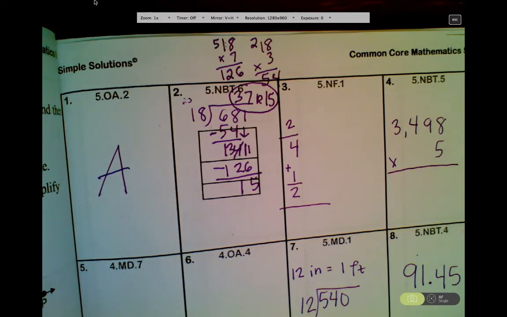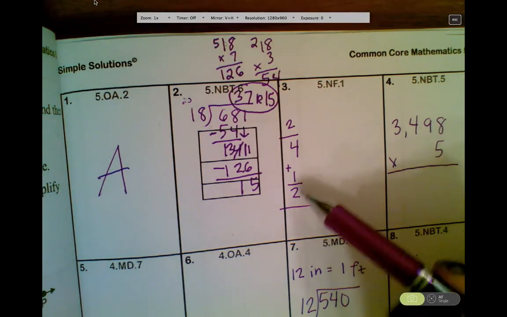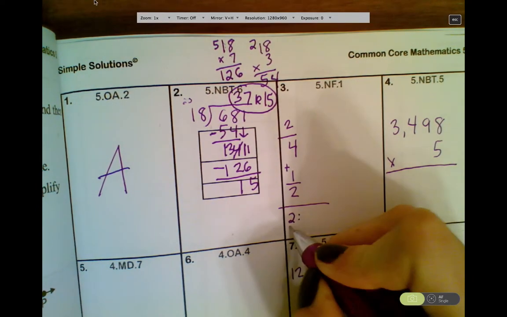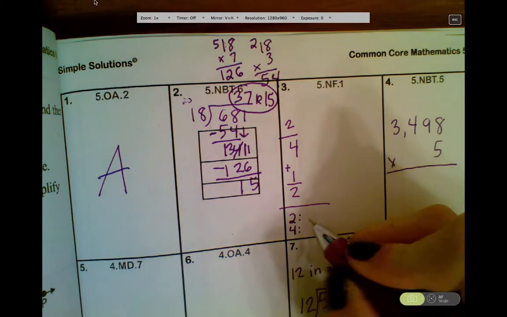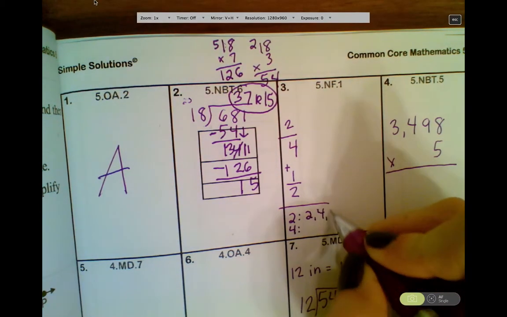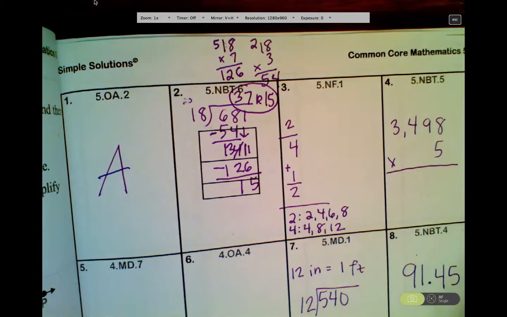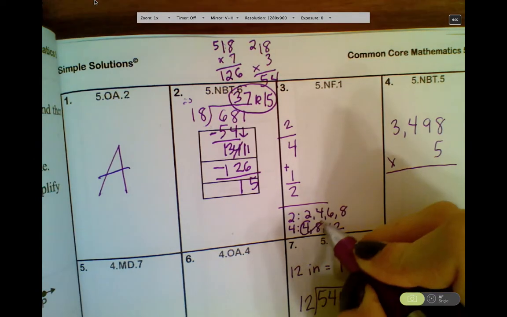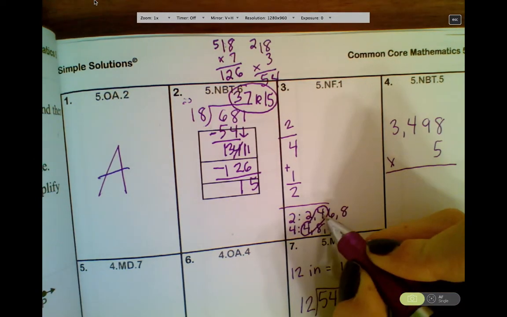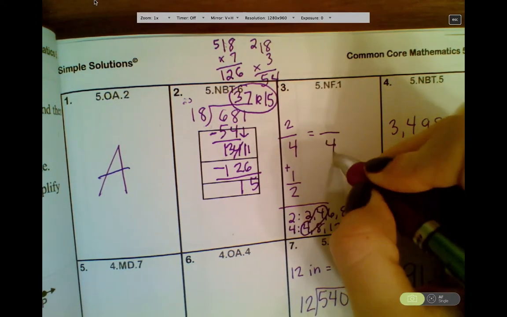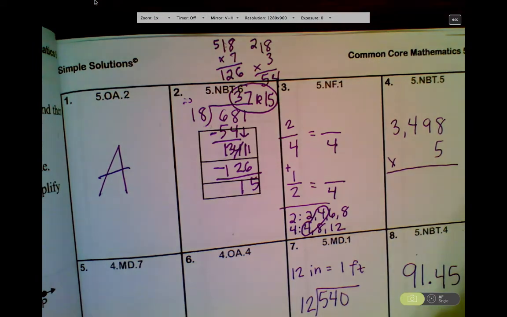Number 3, add the fractions. Remember to find a common denominator first and simplify. Our denominators are not the same, so we have to find the lowest common multiple to make that our denominator. So I'll list the multiples here. And I see that 4 is a common multiple, and it is the least common multiple. So I'll change both of these fractions to have a denominator of 4.